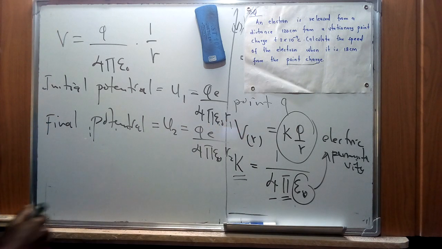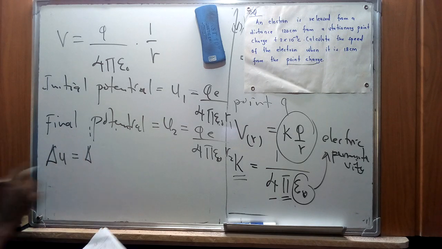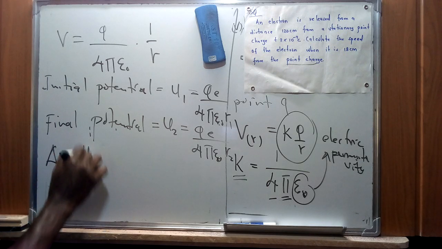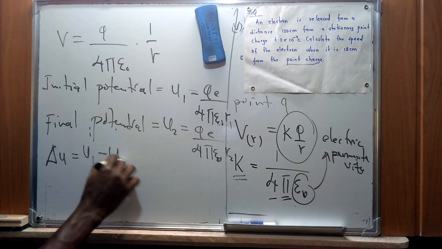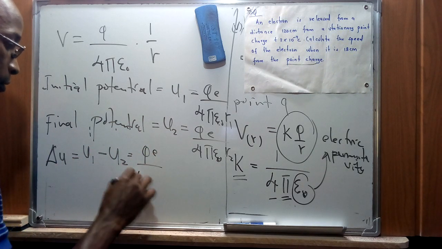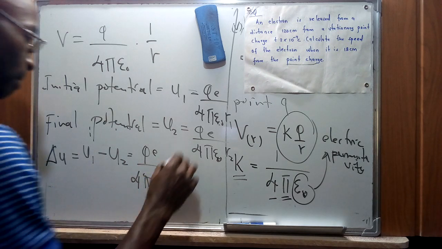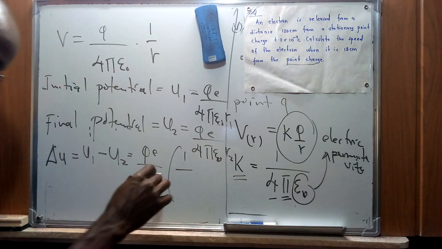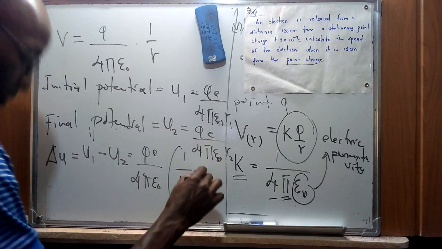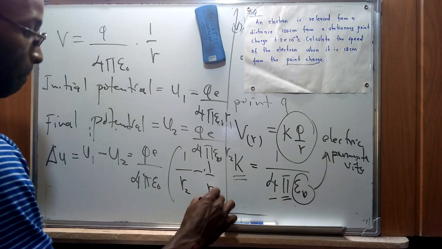This is R1, from R1 to R2. Therefore, we can represent the change in potential by giving the change, or maybe ΔU. This is U minus U2, which is given as QE over 4 pi epsilon naught, times 1 over R2 minus 1 over R1.